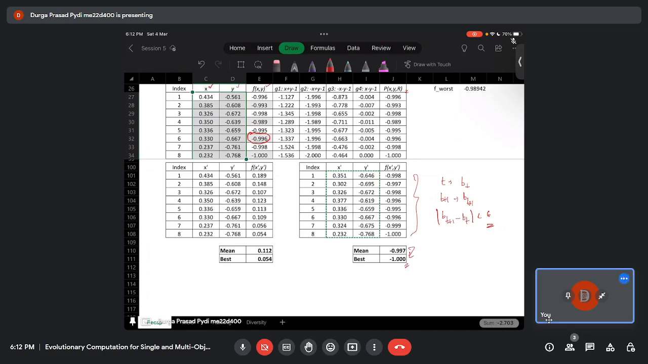If you would have reached such a case, the mean value and best value will be more or less equal. Otherwise, you have not reached convergence. It will keep on oscillating in your generations.